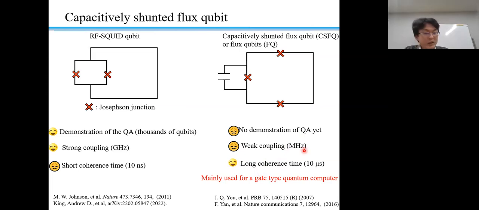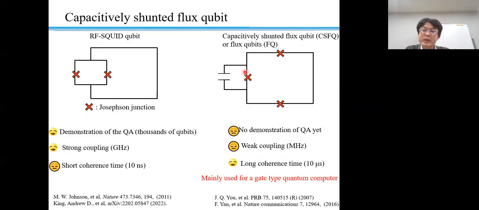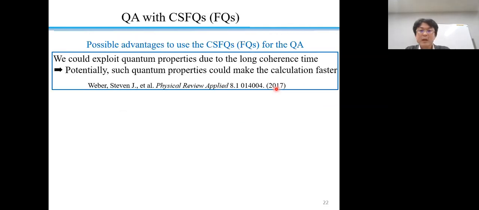However, the disadvantage is weak coupling strength. Usually, the coupling strength is on the order of megahertz. Also, there is no demonstration of quantum annealing yet, probably due to this weak coupling strength. So our idea is, if we can use a capacitively shunted flux qubit for quantum annealing, it would be nice. A possible advantage is that the capacitively shunted flux qubit has a long coherence time. So maybe we can use a quantum property for the speed up.